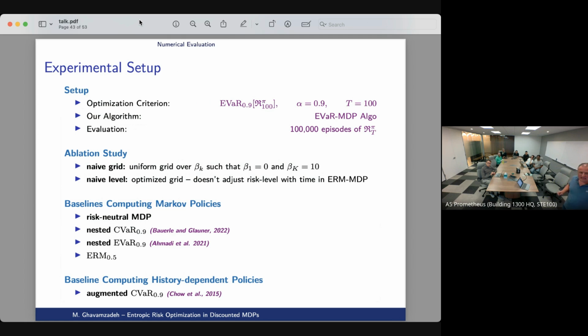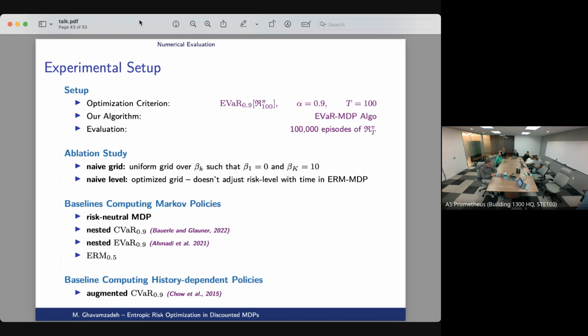So I just give you the setup. In all these experiments, what we are optimizing is the EVAR at parameter 0.9. So alpha is 0.9, so we are looking at the 10% bad tail. And we consider the horizon of 100. The reason I consider horizon 100 is because I want to calculate the optimal policy, because these are simple problems. And I do the evaluation by running 100,000 episodes of size 100 to have the truth. So basically, the reason that I consider finite horizon is because I want to have the truth. And truth, we calculated with Monte Carlo with 100,000 episodes.